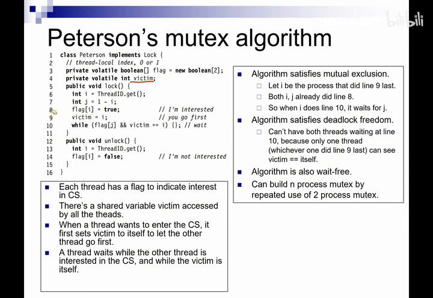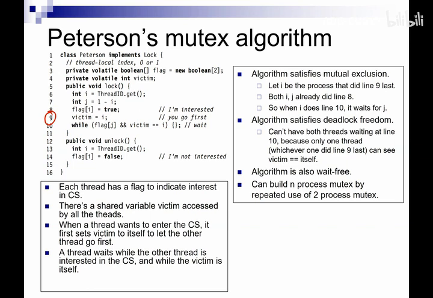So that's the algorithm, and now let's check that it still works correctly, or actually that it works more correctly, because now we have all the properties. First of all, we check that it satisfies mutual exclusion. So now let's look at line 9 over here. Let's say that process I is the process that did line 9 last. Both processes are going to do line 9, and one of them is going to do it last. Therefore they've already done line 8.